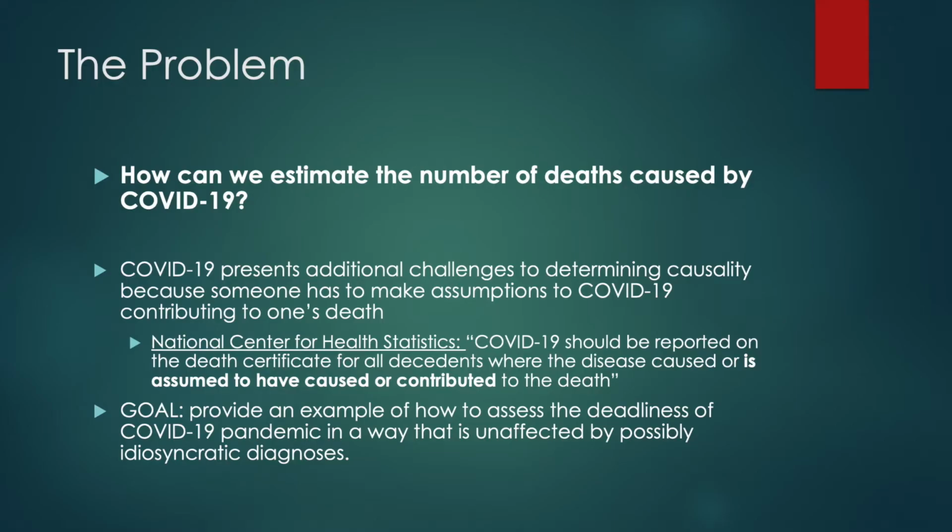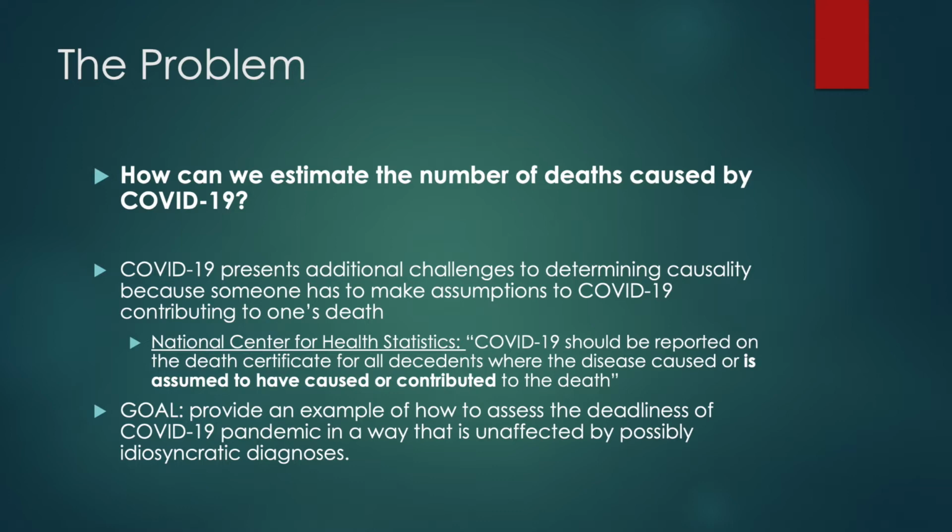Hello everyone, my name is Brittany Schwan, and I will be reviewing an article today entitled, How Can We Estimate the Death Toll from COVID-19? This article can be found in Chance Magazine of the American Statistical Association, and it was written by Deborah Boca and Howard Weiner. Deborah and Howard are trying to help us answer the question, how can we estimate the number of deaths caused by COVID-19?